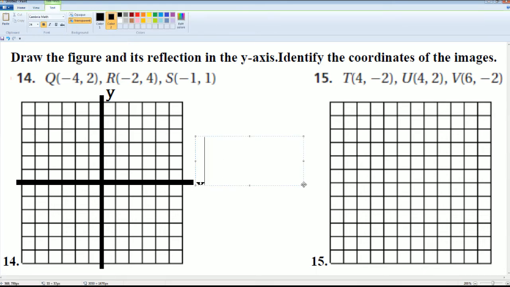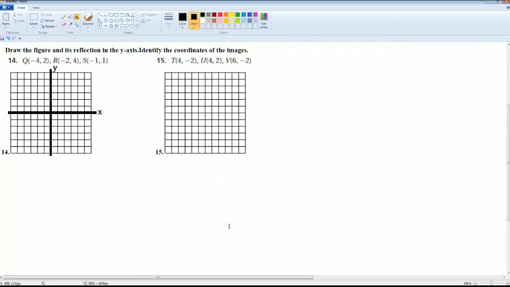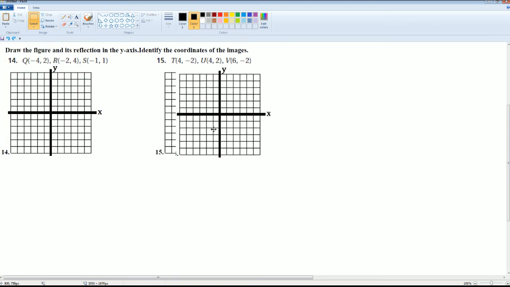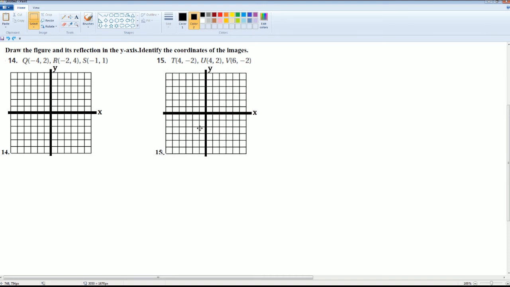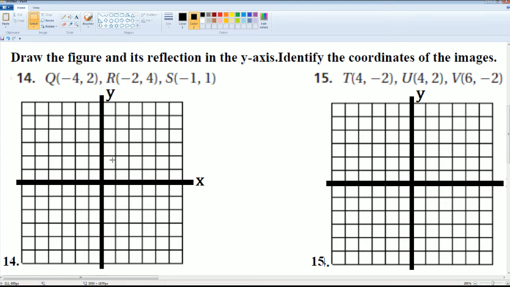Alright. You know what? I'm gonna cheat here, okay? Because I'm gonna make it for 14. So I'm gonna grab 14's axes, the graph that I made for 14, and I'm just gonna paste it over here for 15. Okay, so I don't have to do it for 15. All right. So let's take a look at 14.